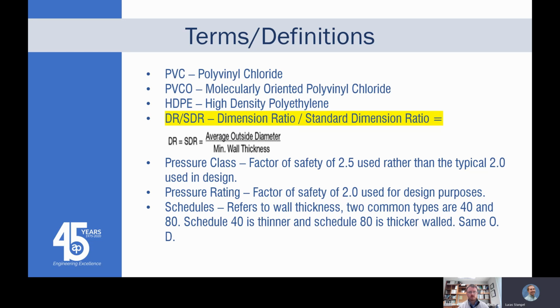Some of the pipe, kind of like the DR, SDR, is provided in schedules versus the DR, SDR. Common are Schedule 40, Schedule 80. With scheduled pipe, the OD is the same for whatever size of pipe, and as you get higher schedules, the walls get thicker, so the ID gets smaller. So you have smaller area for the actual pipe flow.